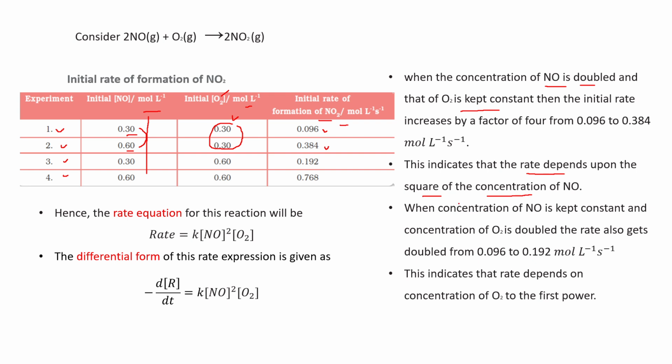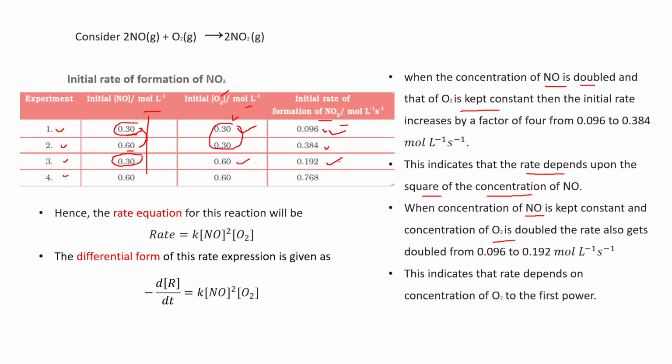Now see, when the concentration of NO is kept constant and the concentration of O2 is doubled. Just see in this table, experiment number first and third. The concentration of NO is constant, and see the concentration of O2 in the third, it is doubled. Now see the change in the rate of reaction. This is 0.096 and this becomes 0.192.